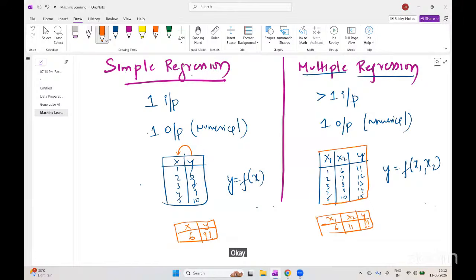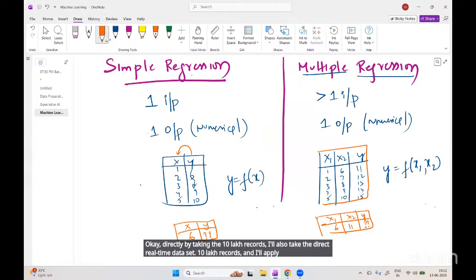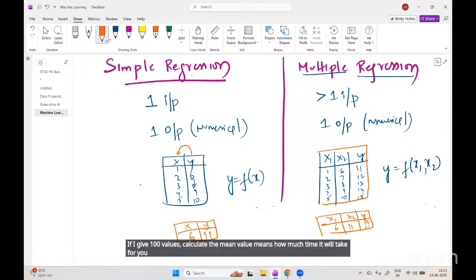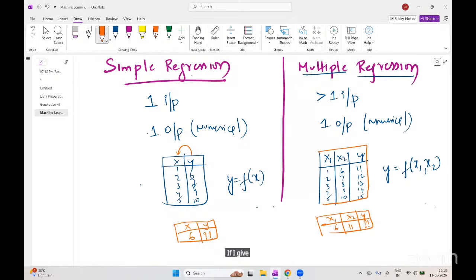Okay. Directly by taking the 10 lakh records, I'll also take the direct real-time data set, 10 lakh records, and I'll apply. Who will explain the max behind that? Step-by-step max I have to explain means for 1 lakh records, when I have to complete the max. If I give 100 values, calculate the mean value means how much time it will take for you. If I give 5 values and I ask to calculate the mean, how much time it will take? There is a difference now.